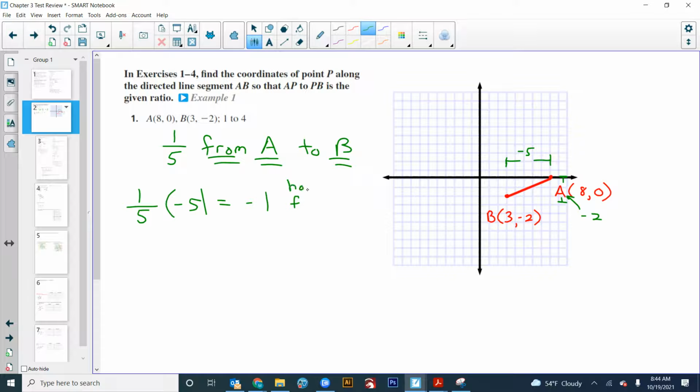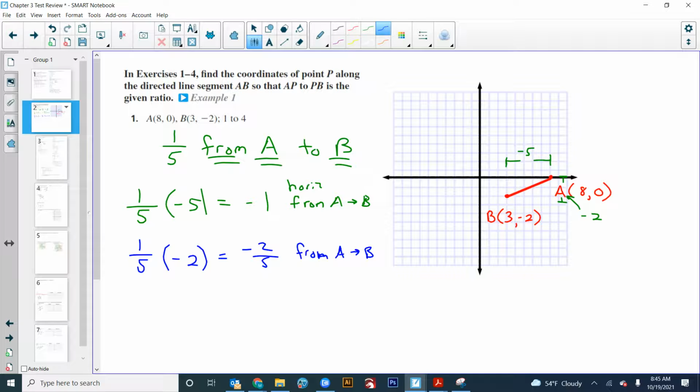So negative 1 horizontally from A to B. Now let's do the vertical change. 1/5 of negative 2, which is negative 2/5. And you could write it as a decimal as negative 0.4. From A to B.